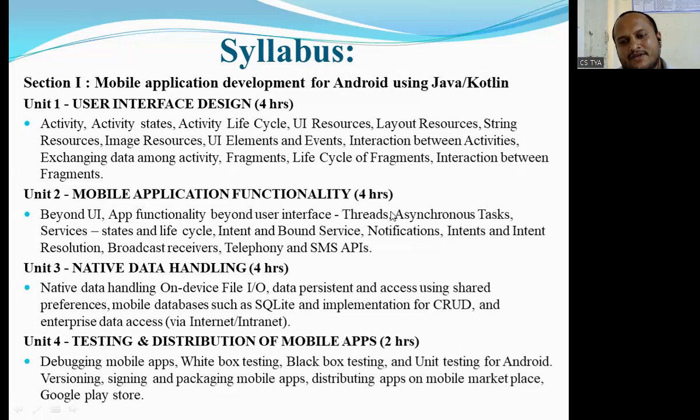The second unit is the mobile application functionality. The university has given 4 hours for completion of this chapter. The syllabus covers beyond UI, app functionality, beyond user interface, threads, asynchronous tasks, services, states and lifecycle, intent and bound service, notification, intent and intents resolution, broadcast receivers, telephony and SMS APIs.